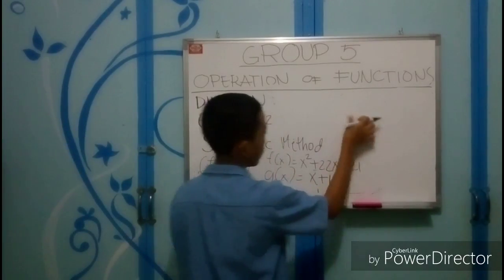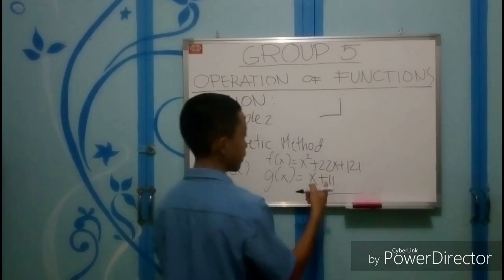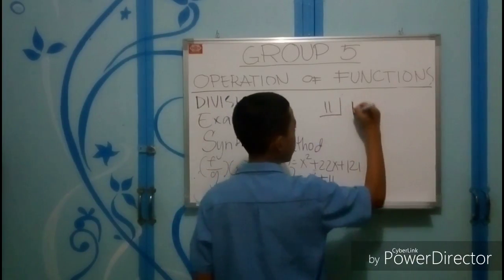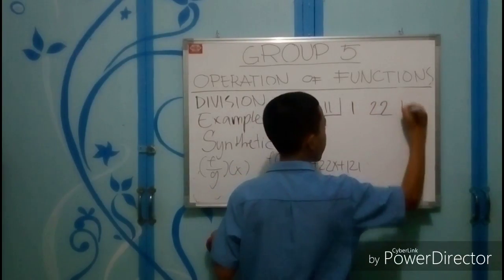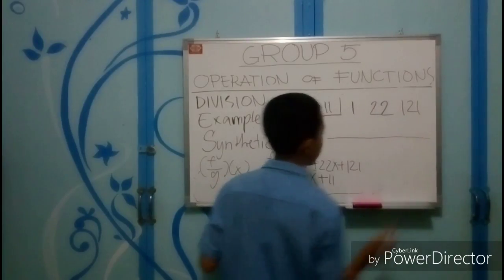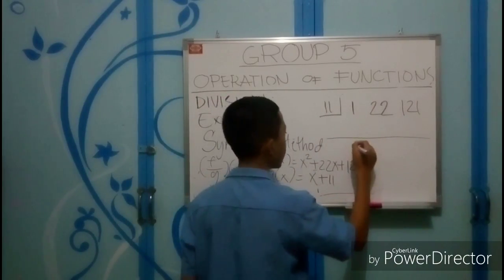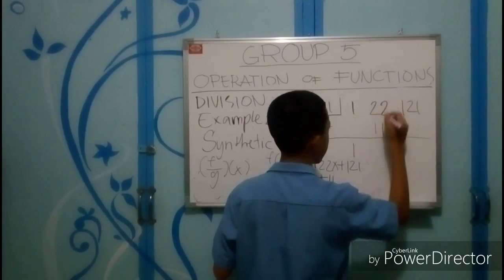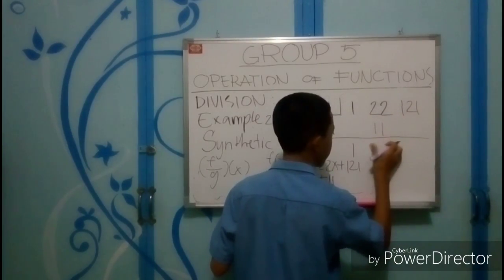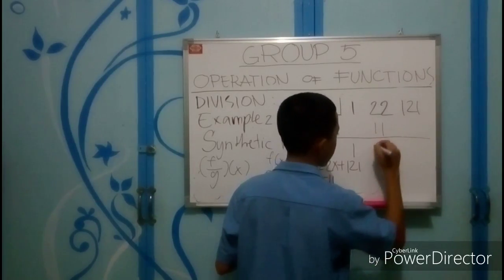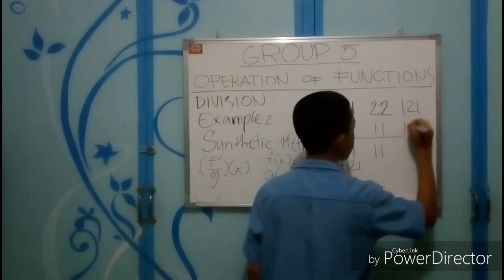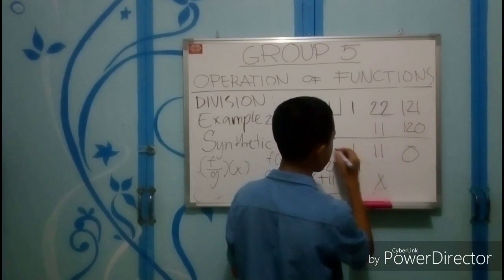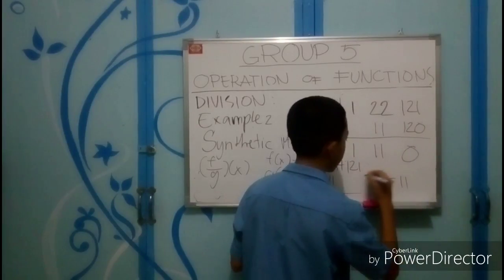Let's use synthetic method. Copy the 1. 1, 2, 1. Bring down 1, then 1 times 1, 1 times 1. 1, 2, 1. 2, 0. The same answer. X plus 1.